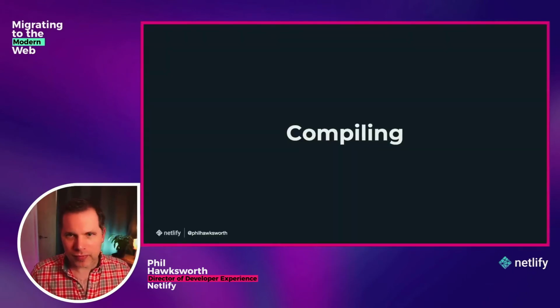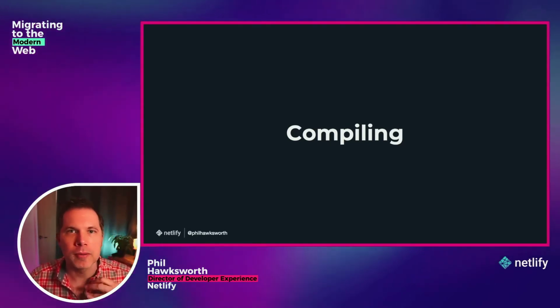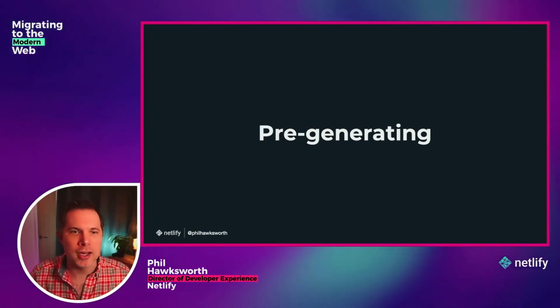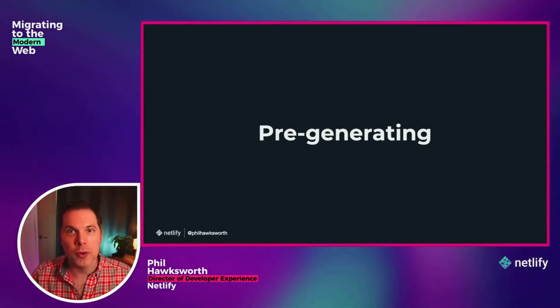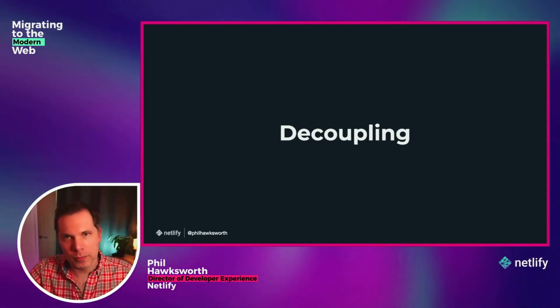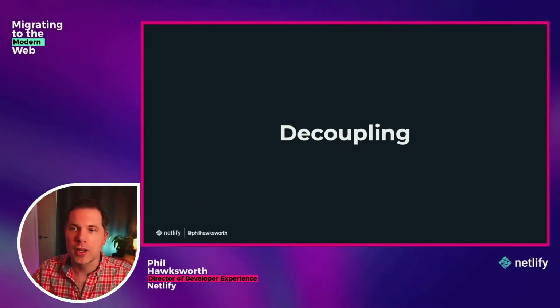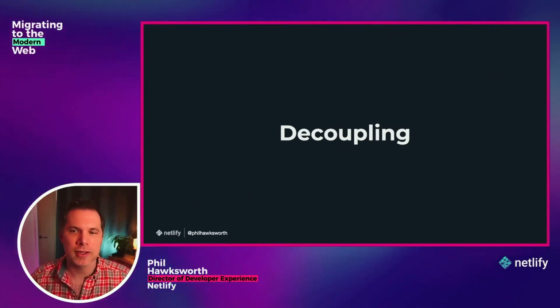So I mentioned at the very beginning that part of this Jamstack definition, if you like, is in the fact that we're pre-compiling or pre-generating the front end, the UI, and as a result, we're decoupling the UI from the request time, and as a result, the logic of the infrastructure that needs to service.